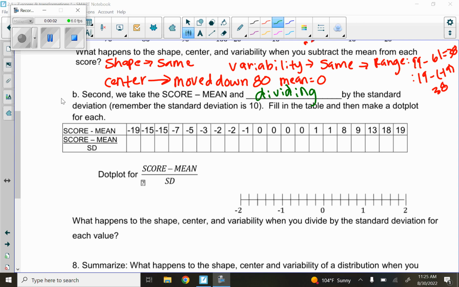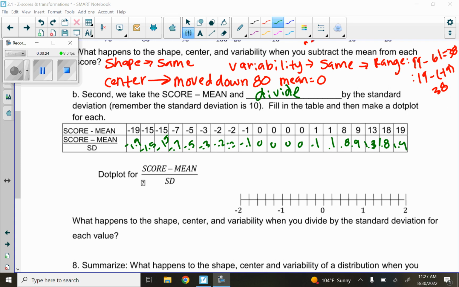So for B, you should have filled that in with a second. We take the score minus the mean and divide by the standard deviation. Remember, the standard deviation is 10. Fill in the table and then make a dot plot for each. So pause and come back and check your table.